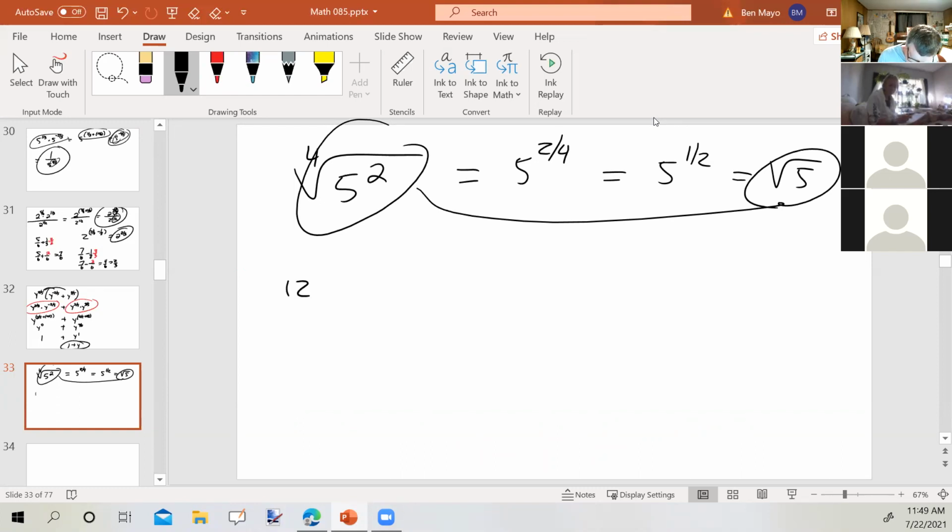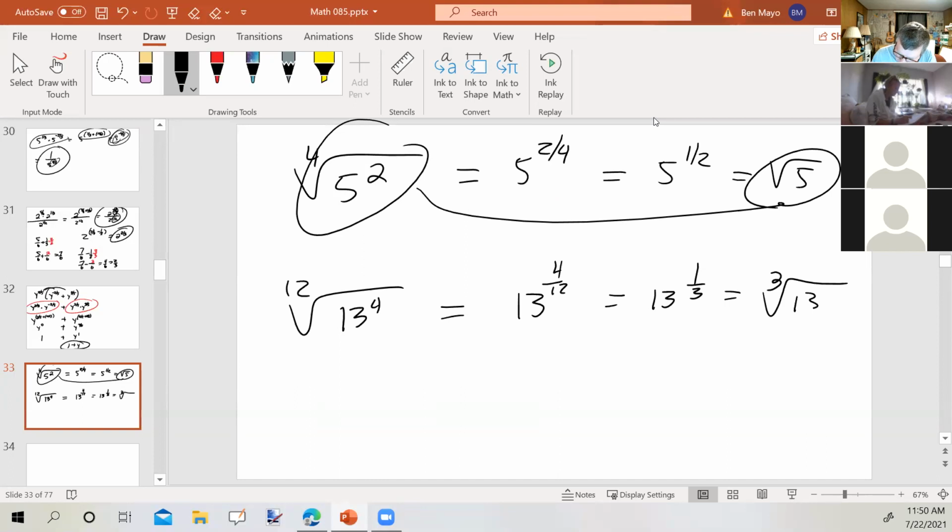How about this one? The 12th root of 13 to the 4th power. That would be 13 to the 4/12 power, which is 13 to the 1/3 power, which is the cube root of 13. So again, once we turn it into exponential form, if we can reduce that fraction, that's how we can simplify.